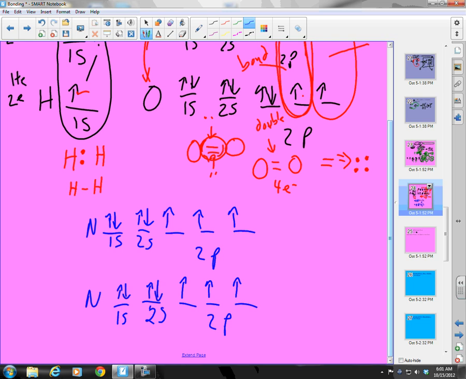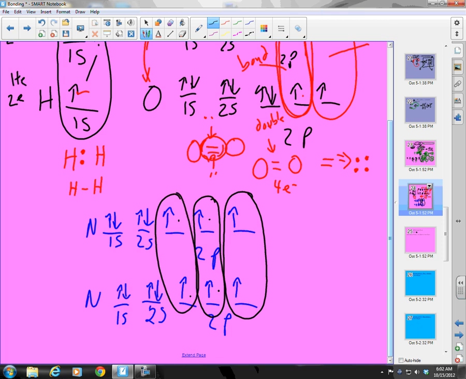So what happens? Well, we get an overlap here between these p orbitals, but I still have some places where I need more electrons, so we have another overlap here and another overlap here. Good, so then I have three areas where I have overlapping orbitals, so that means what? This is a triple bond.